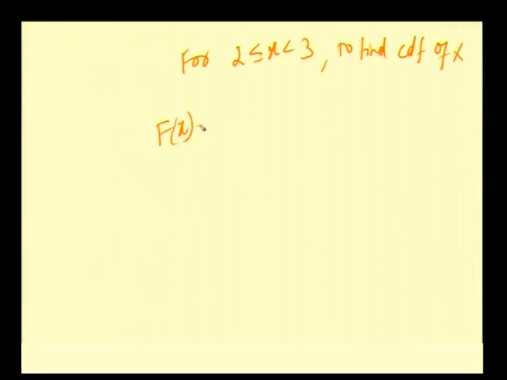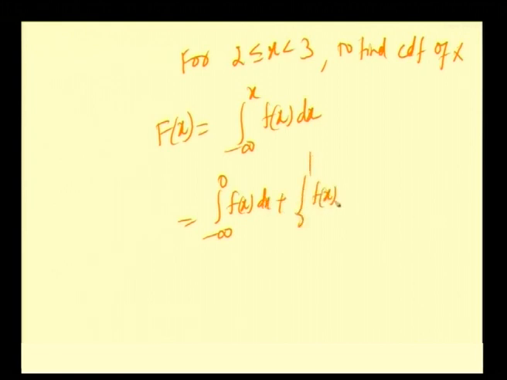We have to find another F of x for the third interval. What is the third interval? For 2 less than or equal to x less than 3, to find the CDF of x. So, again using the formula F of x is equal to the integral from minus infinity to x of f of x dx. How will you break the intervals? Minus infinity to 0 f of x dx plus 0 to 1 f of x dx plus 1 to 2 f of x dx plus 2 to, you should not wind up with 3, it should wind up with 2 to x f of x dx.